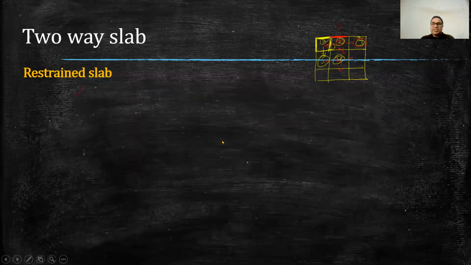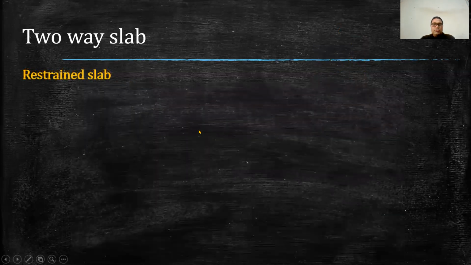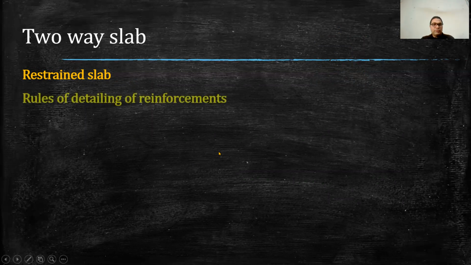So now, the restraint slab depends on the edge condition, whether it is continuous or discontinuous, and based on that factor, we will find out the values of alpha x and alpha y. So we will use this table when we are solving design problems. Now moving to another topic, that is rules of detailing of reinforcement. Detailing reinforcement in the case of a restraint slab is a little different.